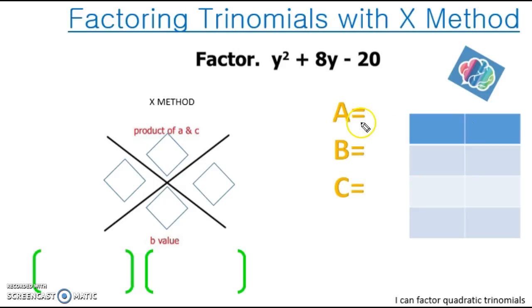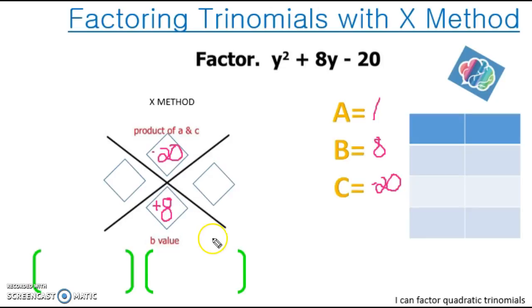Okay, so let's try this. We need to first find our a, our b, and our c. On this one, our a is 1, our b is a positive 8, and our c is negative 20. We call this the x method. We just draw a big X. The product of a and c: if you do a times c, you'll get negative 20. The b value goes on the bottom, so it's a positive 8.